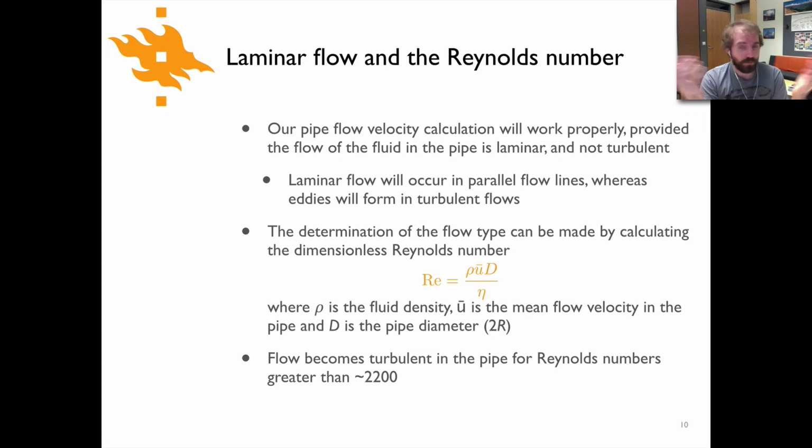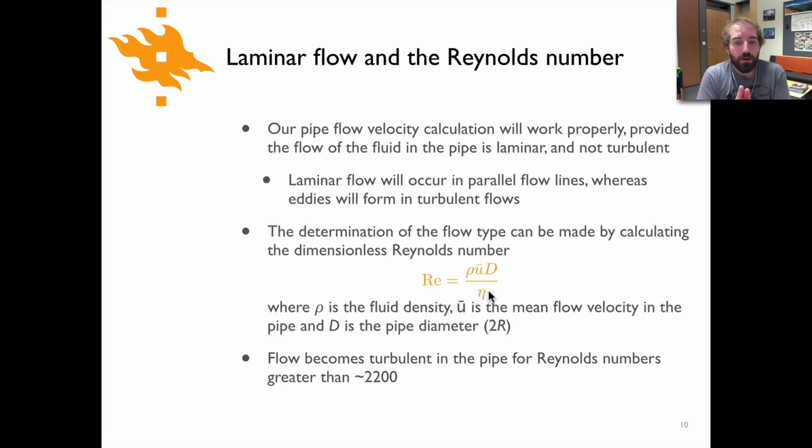How do you know which one of these scenarios you're dealing with? Well, you can make that determination using something called the Reynolds number. It's a dimensionless parameter that you can simply calculate for a fluid if you know a few things about it. So here's the equation for the Reynolds number. It's simply rho times u bar times d divided by eta, where rho is the fluid density, u bar is the mean flow velocity, the average flow velocity within the pipe, and d is the pipe diameter, simply 2 times the radius big R. Eta, of course, is our viscosity from before.